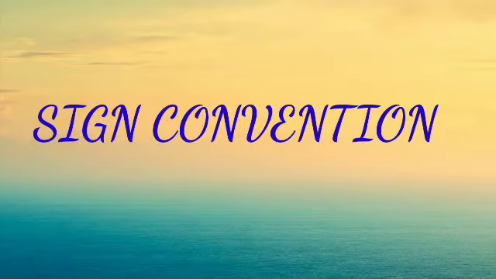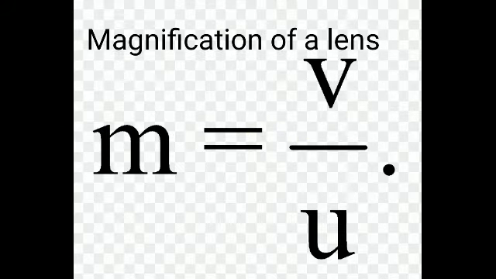The distance measured upward and perpendicular to the principal axis is taken as positive. The distance measured downward and perpendicular to the principal axis is taken as negative. That's all. The next topic is magnification of lens.